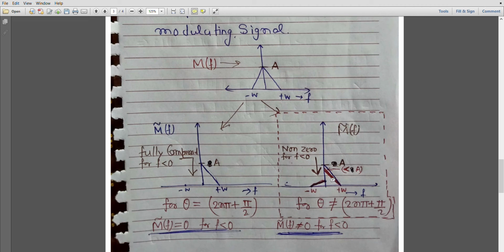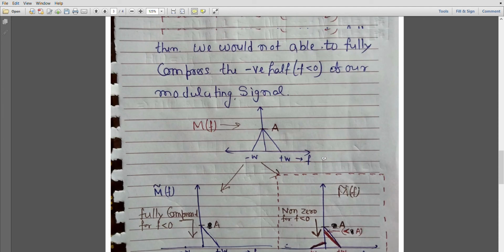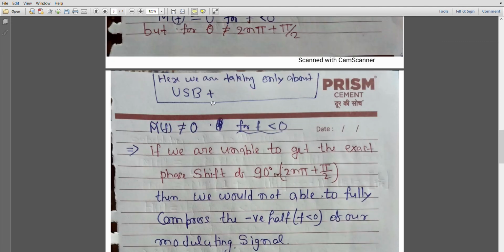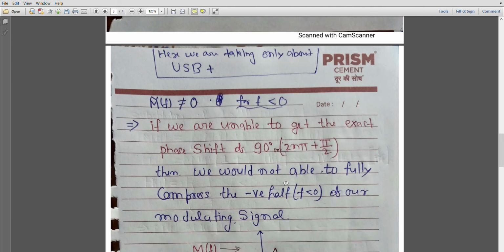So if we could not get exactly a phase shift of pi by 2, then we will not get an ideal single sideband modulated signal. Instead of that, we will get this, where we have some negative part and also the positive part. And in my whole lecture I have talked only about the upper sideband. You can easily calculate all these for the lower sideband.